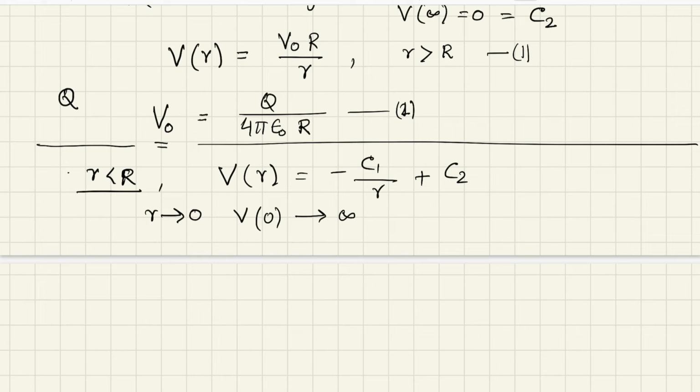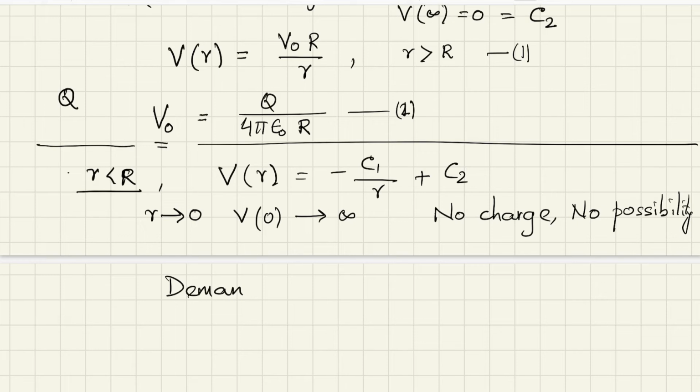infinity. But there is no reason why V should go to infinity, because there is no charge here. So no charge, and hence no possibility of V going to infinity. And so it's unphysical. And hence I demand, for it to be finite, the only way I can keep V of R finite is to demand C1 to be 0.